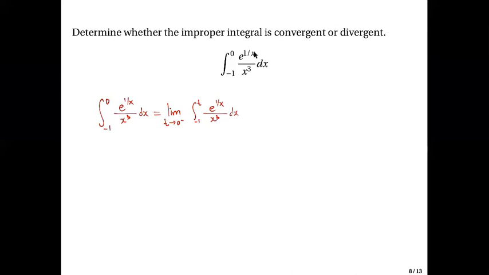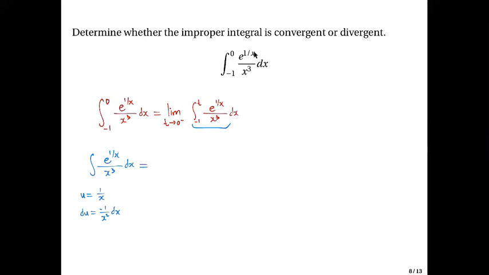And then, what do we get? We look at this guy, the integral of e to the 1 over x cubed dx. We can let u be equal to 1 over x. Let's start with that. And then du equals -1 over x squared dx.